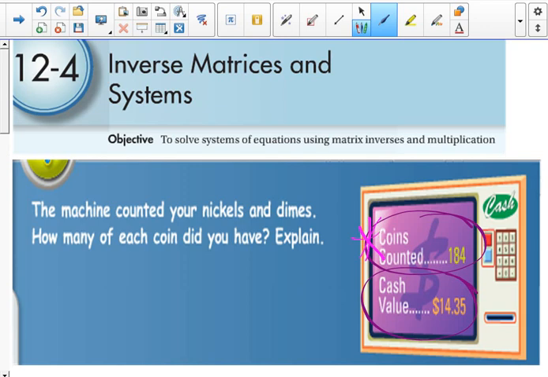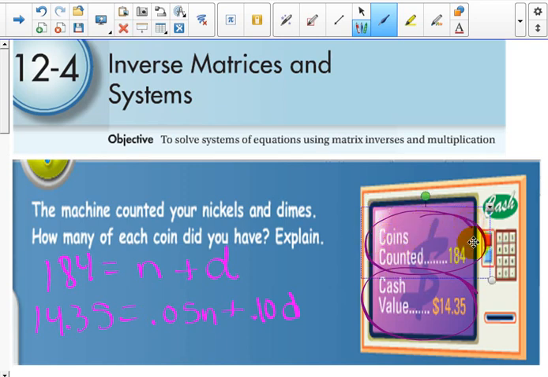So off the coins counted, we can say there's 184 coins made up of the number of nickels plus the number of dimes. So we'll let N represent the number of nickels and D represent the number of dimes. So the next thing they give us is the cash value is $14.35. And we know that that's made up of the number of nickels times 5 cents plus the number of dimes times 10 cents. Okay? So is everybody with me to there?